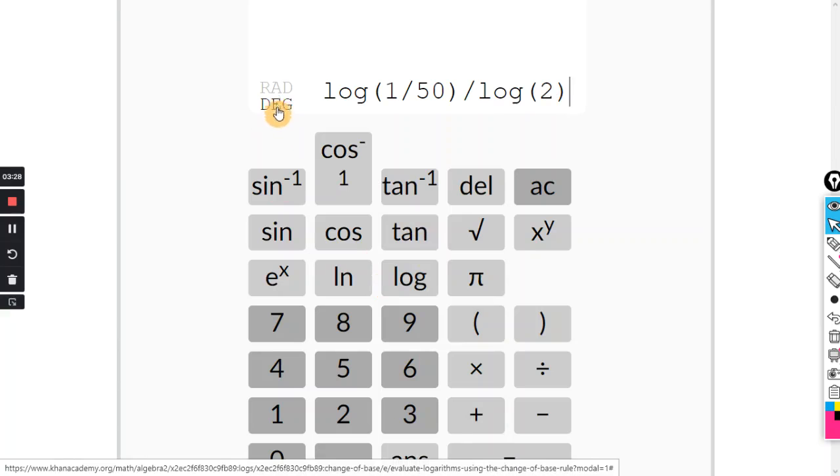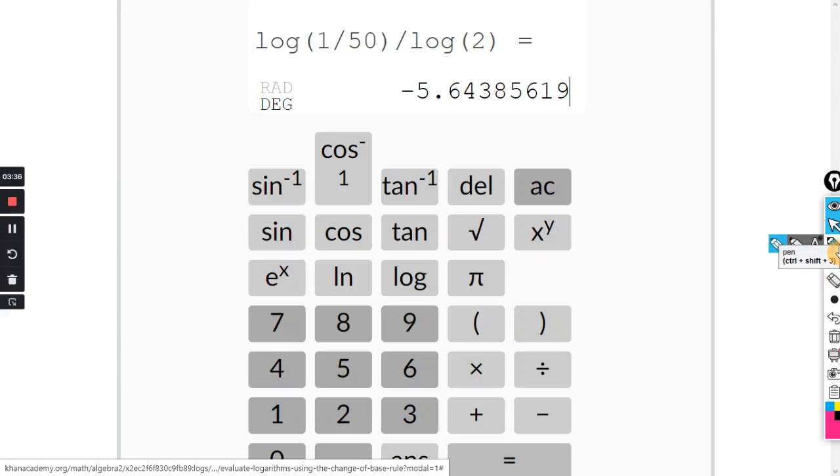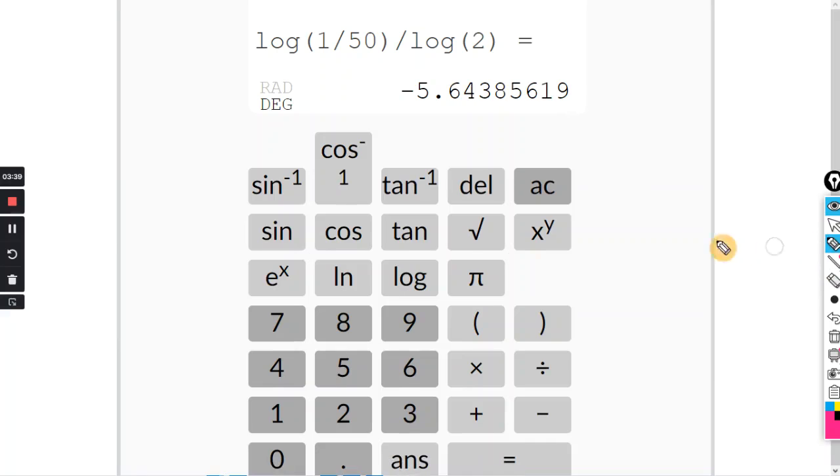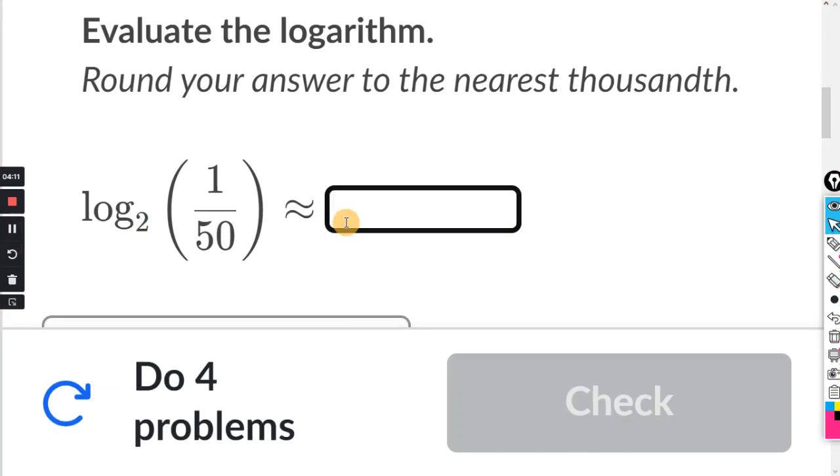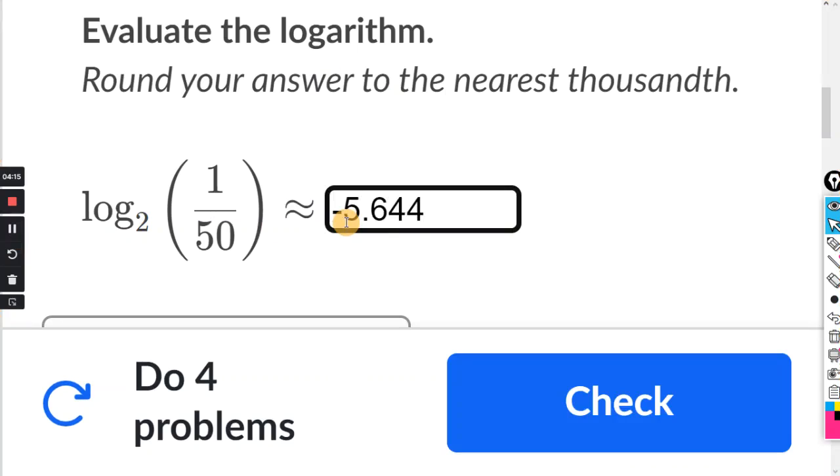All right, it doesn't matter if you're in degrees or radians. That has nothing to do with it. All right, hit equals. And I believe they said the nearest thousandth. So that's going to be 3 decimals. All right, so you look at the 4th decimal. If it's 5 or more, you round up. So this right here, instead of 0.643, is going to be negative 5.644. Okay, you need to round that up because of the 8 right here. All right, so that's negative 5.644. They said nearest thousandth, so that's 3 places.